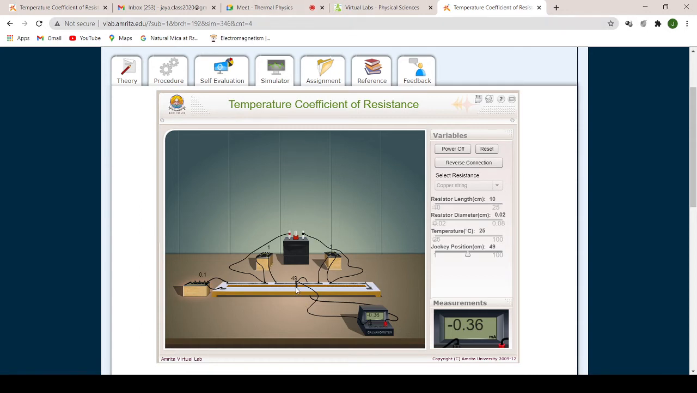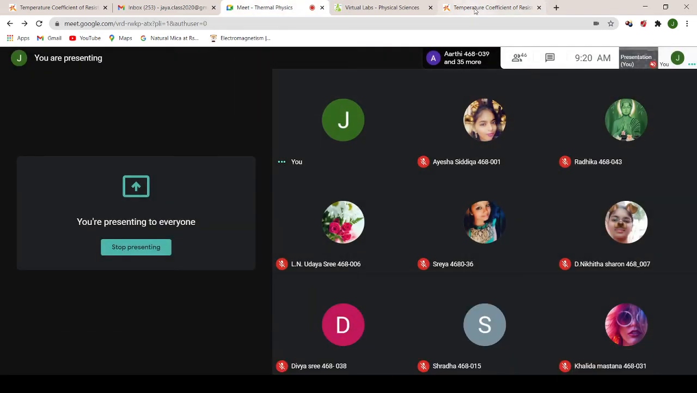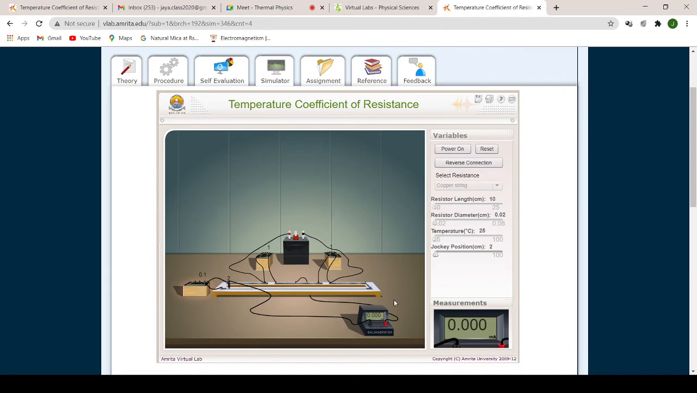Okay. So now after you make all these connections, your jockey is going to be on one extreme end. When the power is off, you will not be able to do any readings. So switch on the power, and when the jockey is on the left side, the reading on the galvanometer is going to show you some positive value. So physically when you do, the needle is going to get deflected to one extreme end.